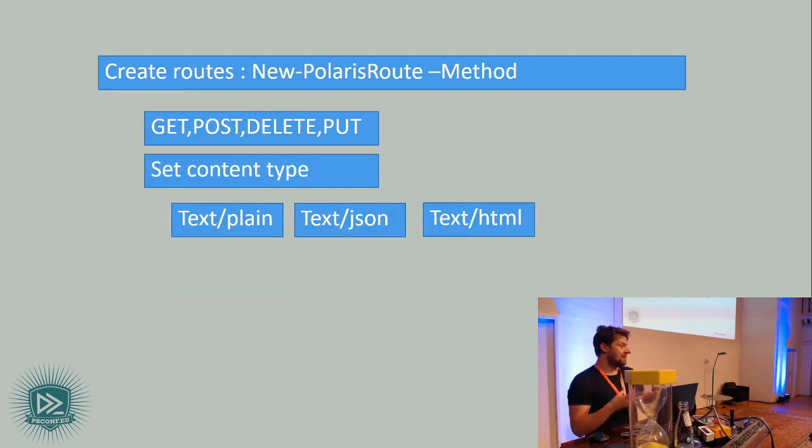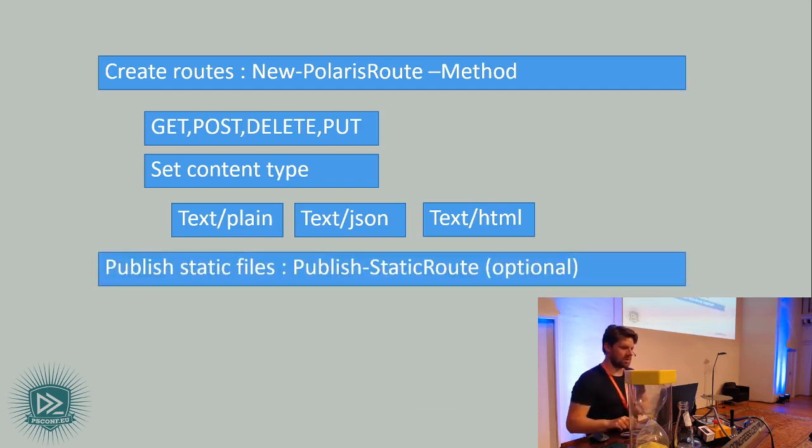Then you set the content type that you want to return. So several ones are available. The most common ones, or the ones I've used up until now, are text/plain, text/JSON, text/HTML. It's simply for the web browser or anything that's going to read the return value, so it knows how it's going to process the stuff.